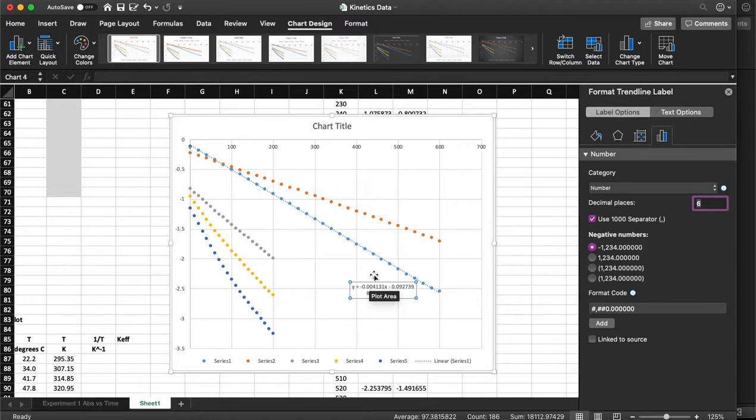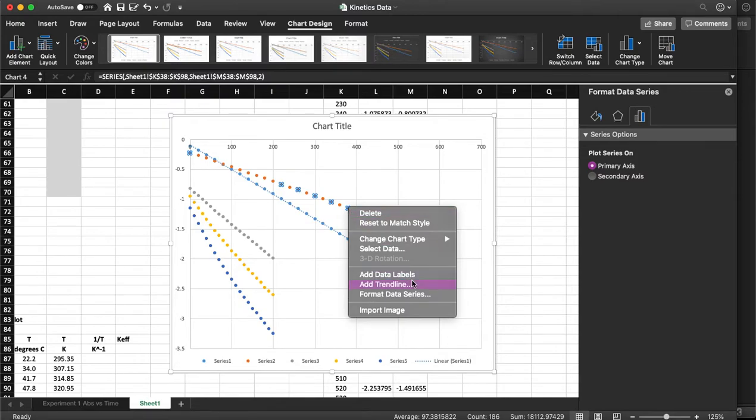All right, and then what we want to do for each of these other 4 experiments besides this first one that we've looked at, basically all 5 experiments in our plot, is go through and do the same things.